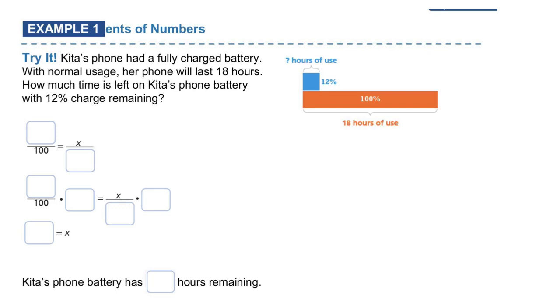This is the try it at the bottom of page 144. It says Kita's phone had a fully charged battery. With normal usage, her phone will last 18 hours. How much time is left on Kita's phone battery with a 12% charge remaining? So if you look at this, again, we've got our percents making up the bars in the center.